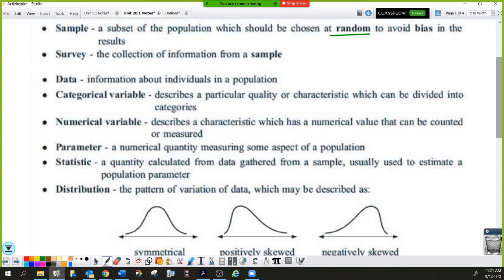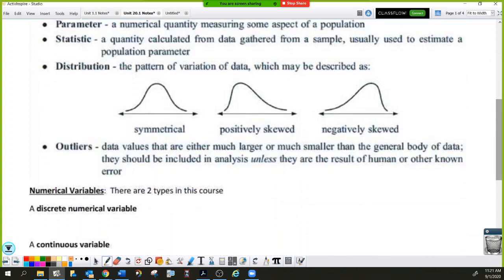Distribution are the patterns, the way the data falls. It's a pattern of variation of data which may be described as three different things usually. Now, this first one is called symmetrical for obvious reasons. It can easily be split in half, right? So it's symmetrical. This is what you call a standard bell curve. And I think hopefully we've all heard of that term, bell curve. The one in the middle is positively skewed.